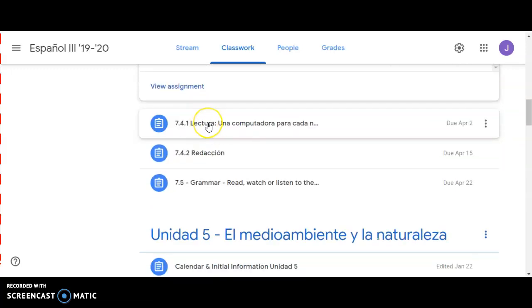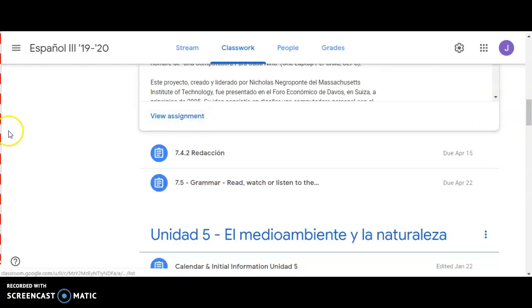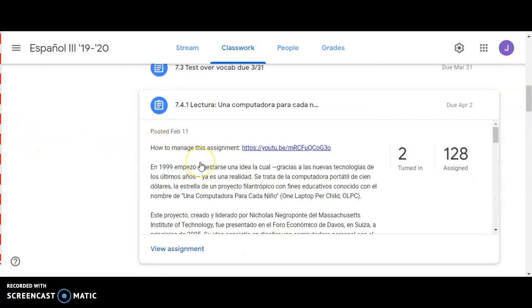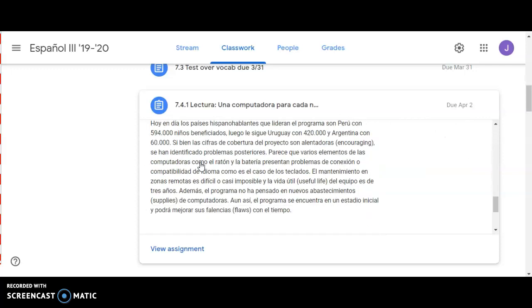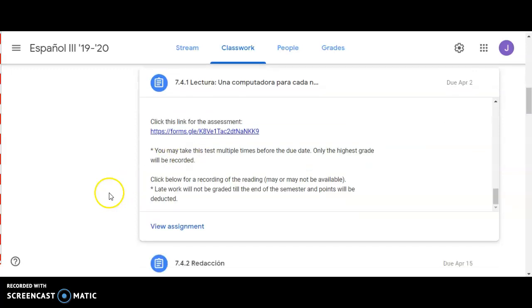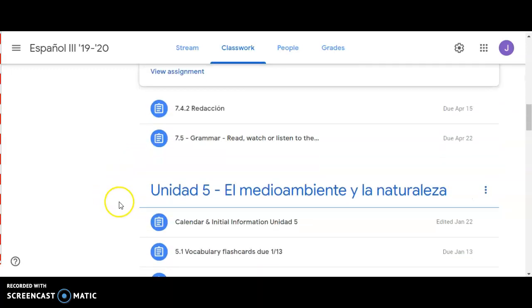All right, and then 7.4.1, which is the lectura. This one, again, you can take it as many times as you want. There's no limit, but it has to be done by the deadline. Otherwise, points will be taken off if it's late.